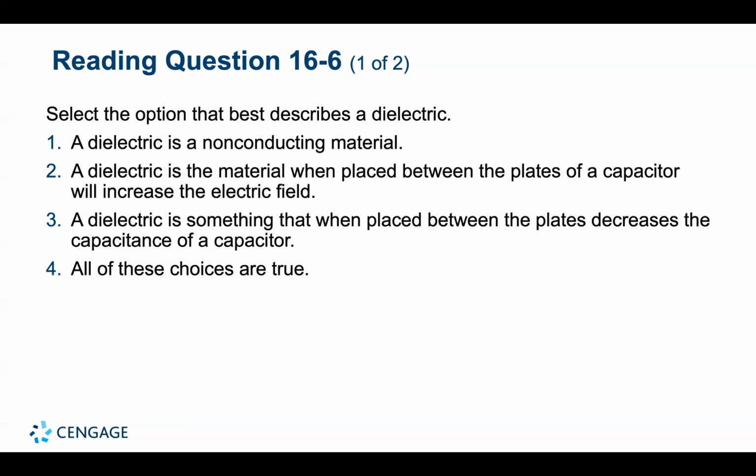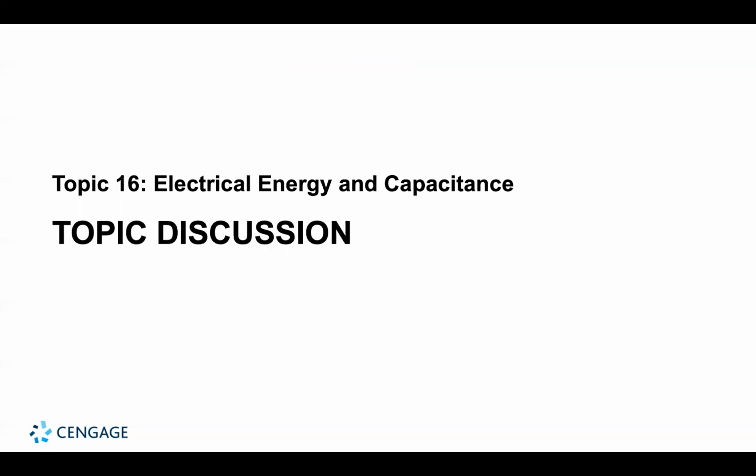And for this last question, select the option that best describes a dielectric. A dielectric is a non-conducting material. This is the thing that is placed between the 2 plates, and it can affect the amount of capacitance that you can have. So that's a quick set of questions that are useful for you as you're going through the reading. So let's get into the topic discussions.